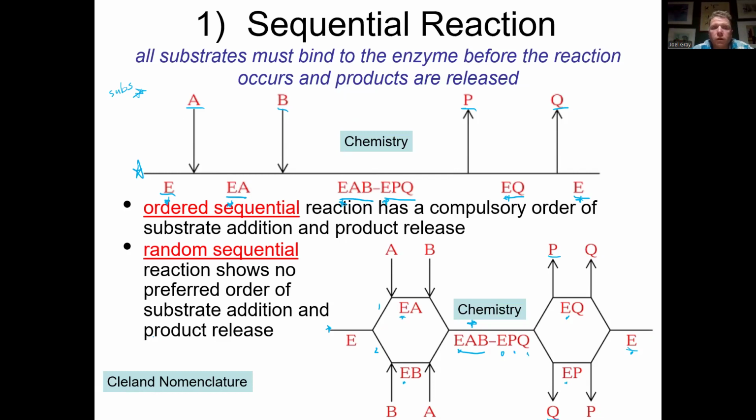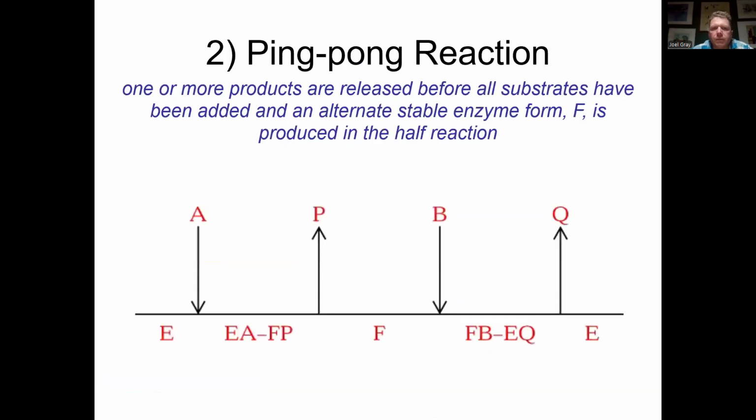Those are the ordered and random sequential models. A ping pong reaction is one where one or more products are released before all substrates have been added and an alternate stable enzyme form F is produced in the half reaction.